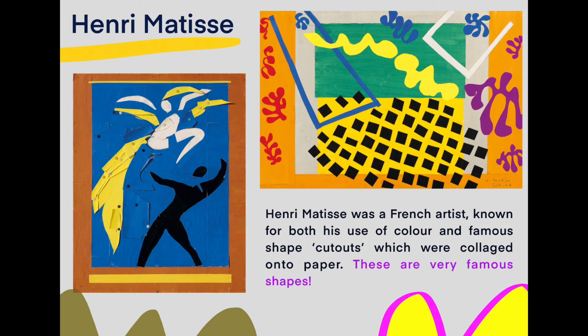A very famous artist that uses shapes is Henri Matisse. So Henri Matisse was a French artist known for both his use of colour and his famous shape cutouts, which were collaged onto paper. And you can see all these different kinds of shapes he's made. He's used a range of mostly organic shapes, but as well as some geometric shapes. So for example, the green block in the background, the rectangle, that would be considered a geometric shape. But then we also have these organic shapes that look almost like leaves being made in his work.